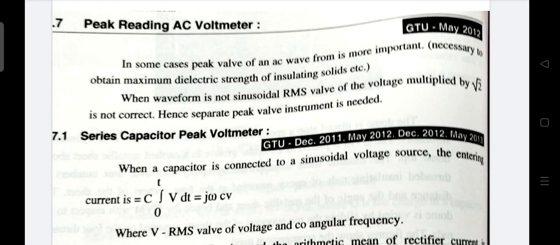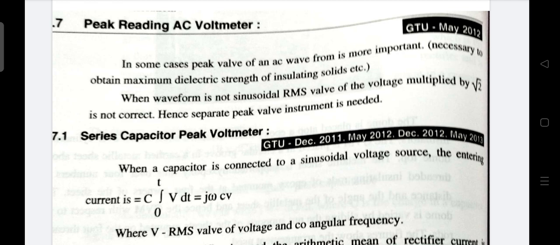Good morning, students. In the high voltage measurement chapter, we have already studied some different methods to measure high voltage. Now, for measuring the peak value of the high voltage, we are studying the peak reading AC voltmeter. It is also very important to measure the peak value of an AC waveform.